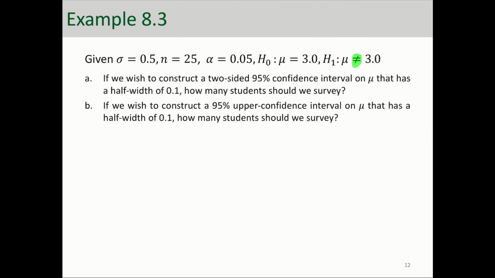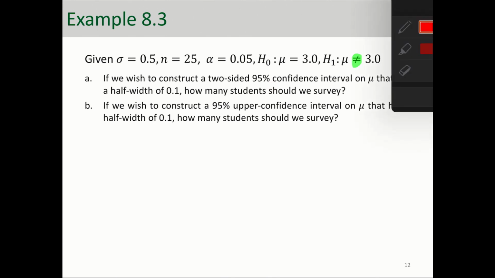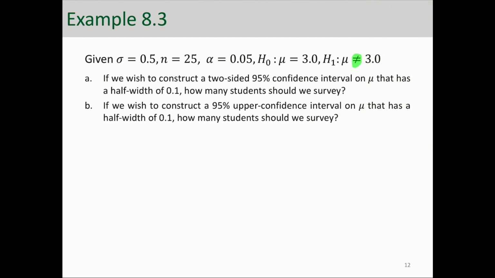And this example is about the GPA of students in the university and whether the average GPA is 3.0 or not. And we want to construct a two-sided confidence interval. And the key constraint that we have here is we want to have a half width of 0.1.